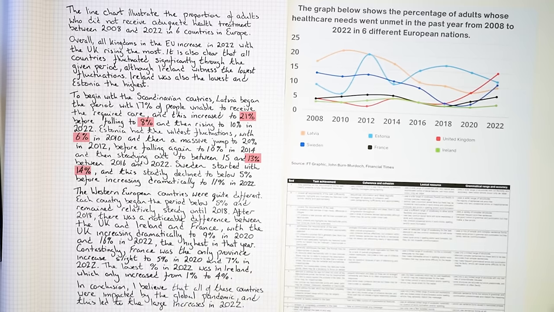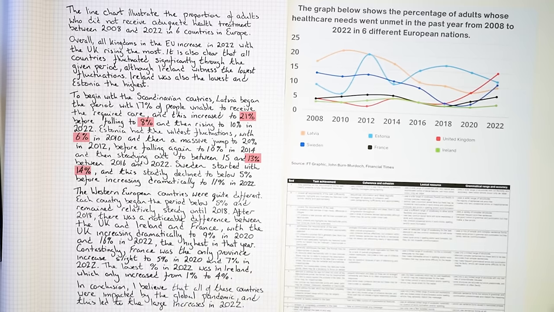Then we move on to grammar. So if we look at this student, their grammar is not bad. The problem is not that they're making huge, big grammatical errors that stop the reader understanding what they're saying. It's that they're making small mistakes and they're making them frequently. So for example, the line chart illustrate, that should be illustrates. Overall, all kingdoms in the EU increase. That's a tense mistake. It should be increased. We're talking about the past. Again, here, witness should be past tense, witnessed.